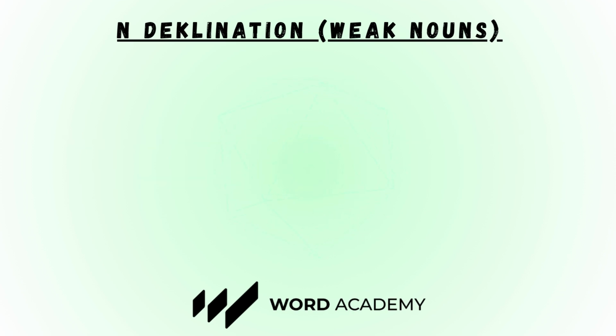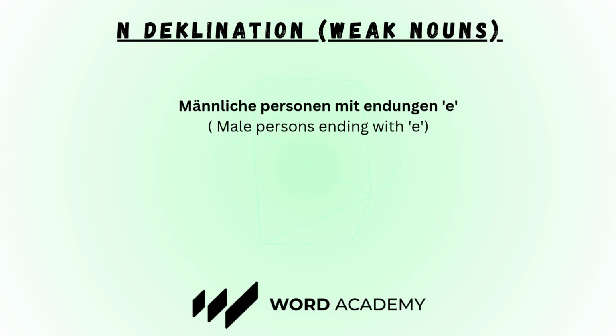Here is a clear explanation and examples for männliche Personen mit der Endung -e. This is the first case, male persons ending with e in N-Deklination. Many masculine nouns that refer to male persons and end with e belong to the N-Deklination group, also called weak nouns. First example, der Junge. We know that in the nominative case there is no N-Deklination. In the accusative case, der Junge changes to den Jungen. Ich sehe den Jungen. I see the boy.